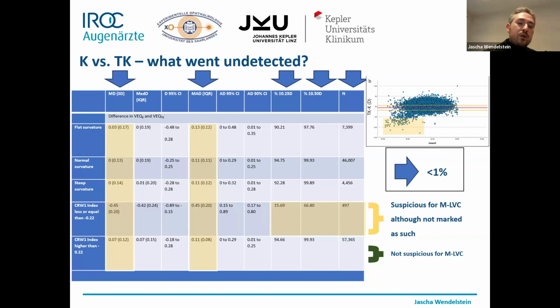We published the CRW1 index last year, which is an index that was specifically designed to find those eyes. And indeed, we could find that the differences between K and TK values were much higher in eyes that had a suspicious CRW1 index. But then again, the number of those eyes was only 497 in the data set, so less than 1% of the data set, which is pretty much negligible and should not be a confounder for study results.